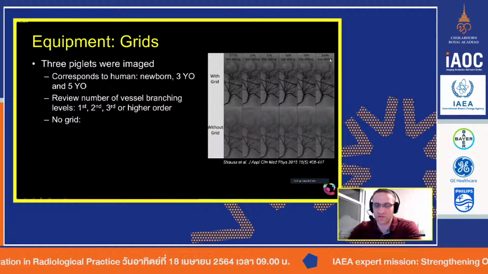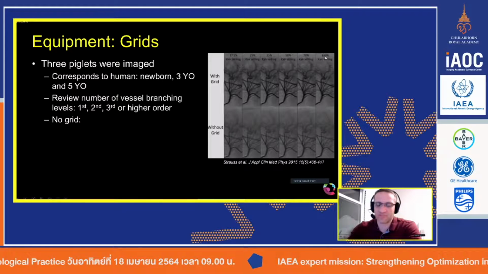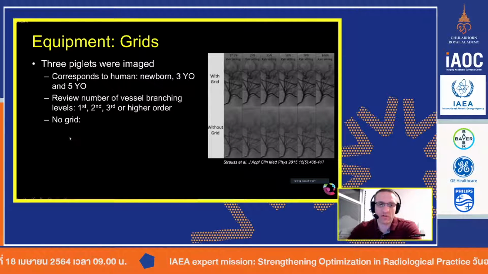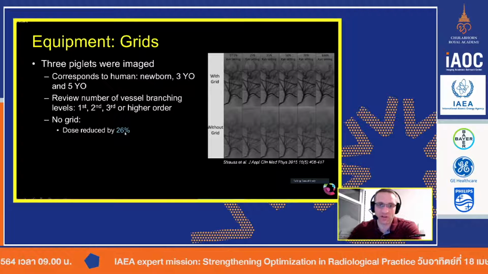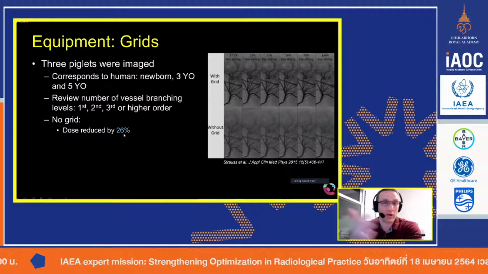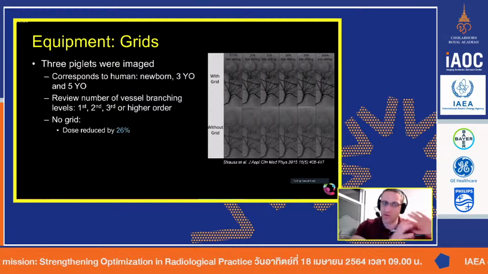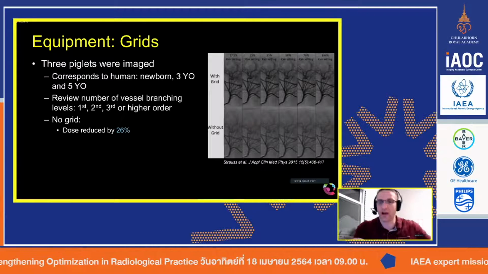That's just a difference of dosing, and we're not really addressing that question. So no grid reduced the radiation dose by 26%. That's a win, right? We just reduced our patient dose by 26%. And so historically, we've always said, take the grid out.